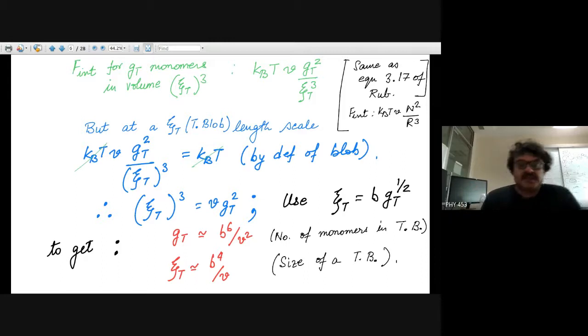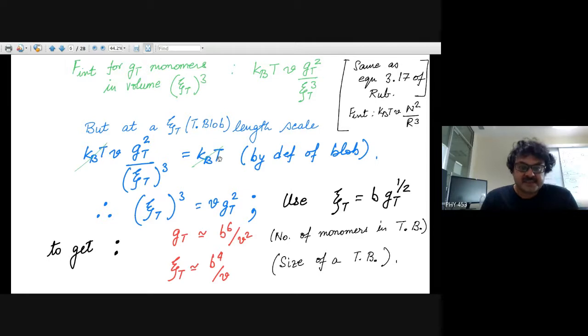So by definition, the amount of interaction energy in a blob is equal to kBT, and then it will feel the presence of other monomers from a different blob. That's why we have written kBT v GT squared by zeta T whole cube equal to kBT. That's the amount of interaction within a blob, an approximate interaction energy of kBT.